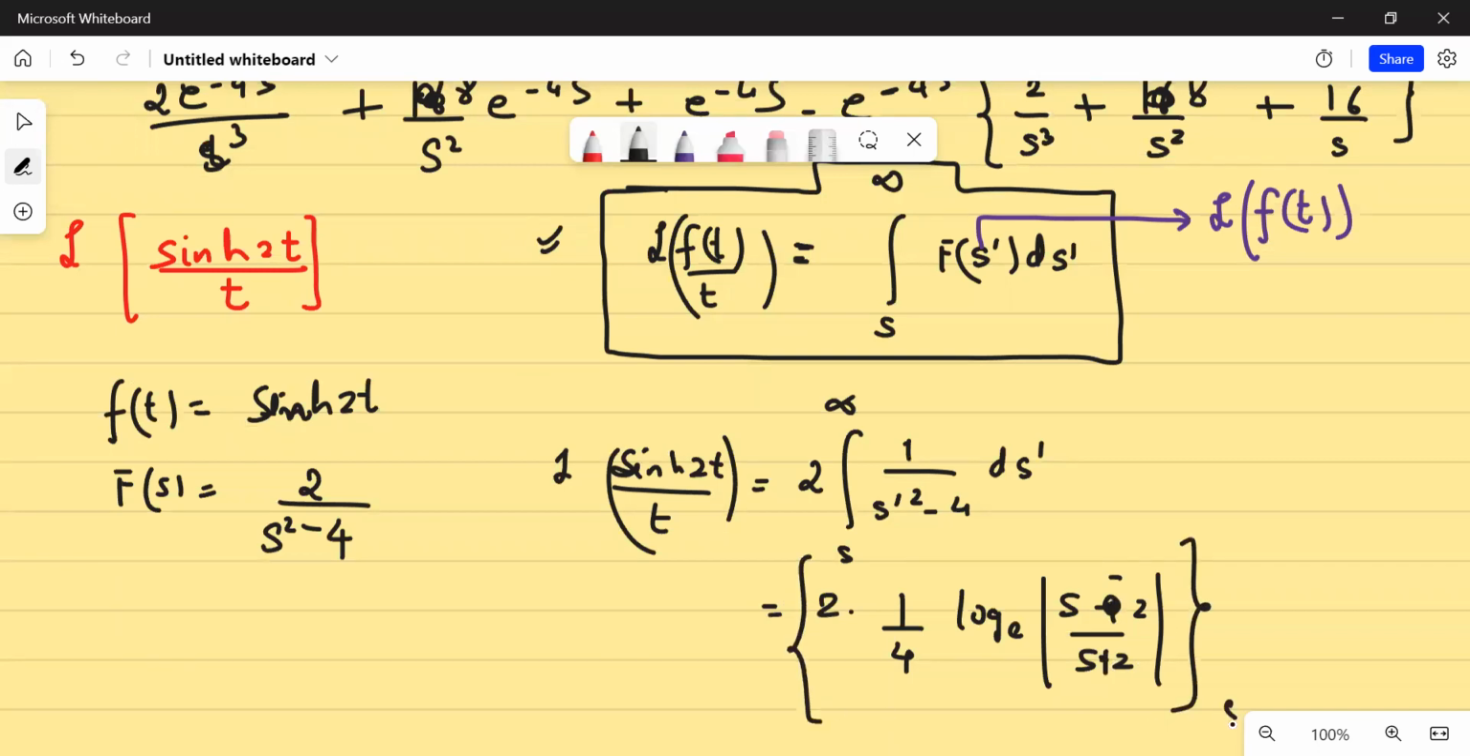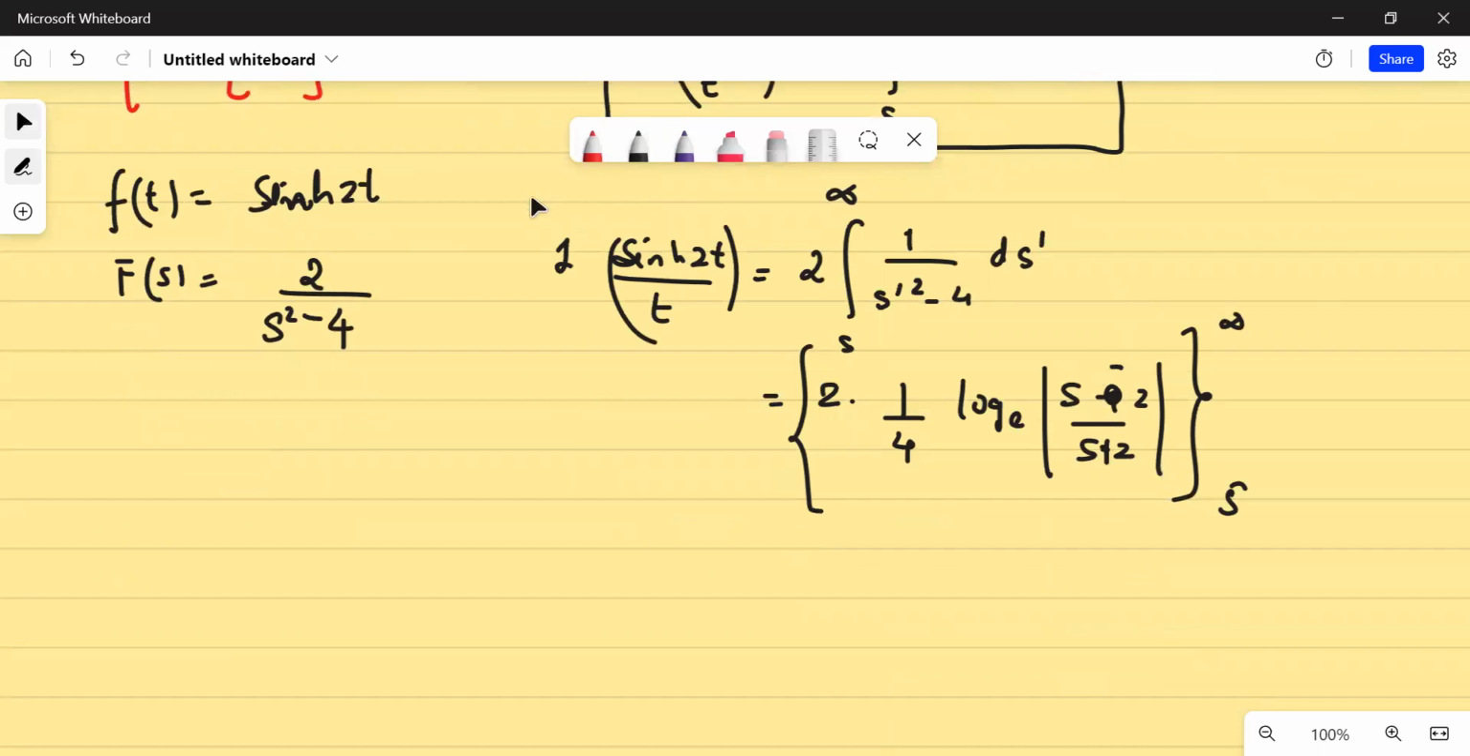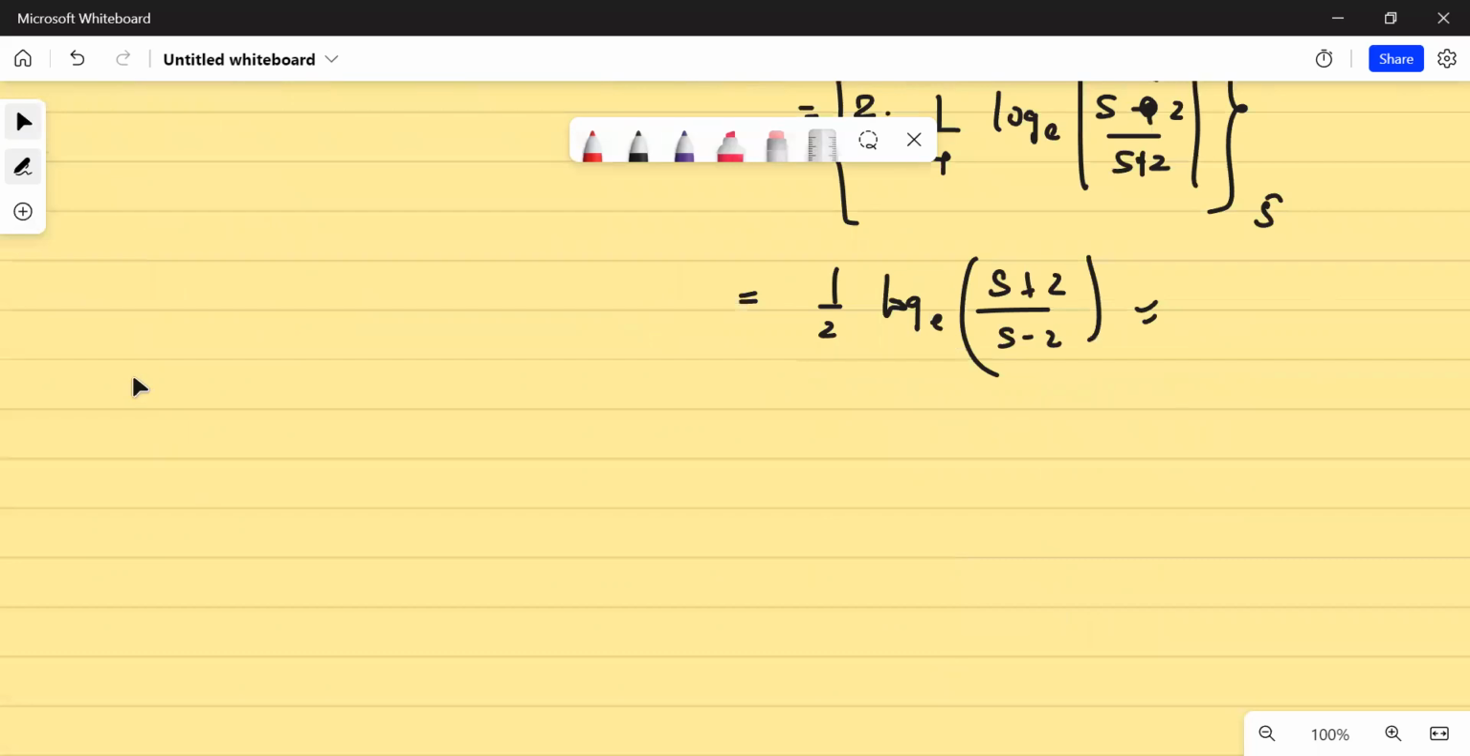From s to infinity. And if you take infinity, that will come as log 1, because if you take s common out, that is easy to find, that you can find on your own. So it will be 1 upon 2 negative of log to the base e (s plus 2) divided by (s minus 2). So if you put the limit first, take s common, this will come as log 1. So log 1 is 0. So at infinity, this will come as log 1. Log 1 is 0 minus this. So this is the answer to this, and this is fine. Is that clear?